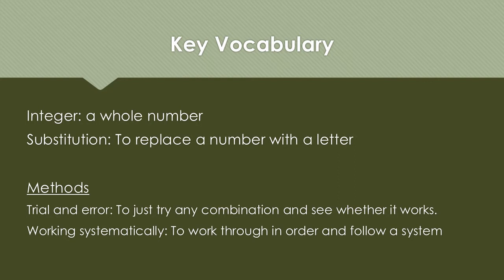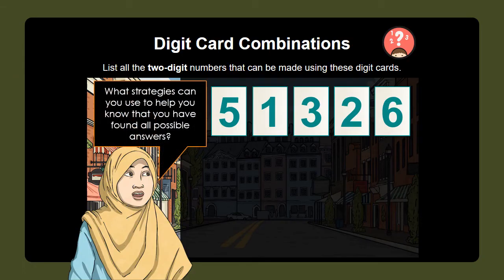And hopefully today, we're going to be more working systematically as opposed to just using trial and error. Trial and error is great and it is really useful, but when we're asked to find all the possible solutions or all the possible answers, it's best to work systematically. Good idea to just write down those words as well to make sure that you have the definition in your books.